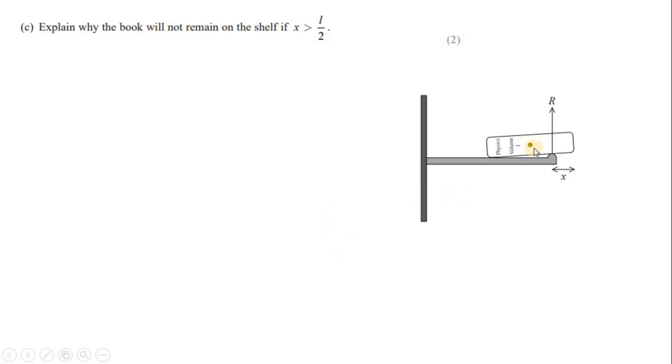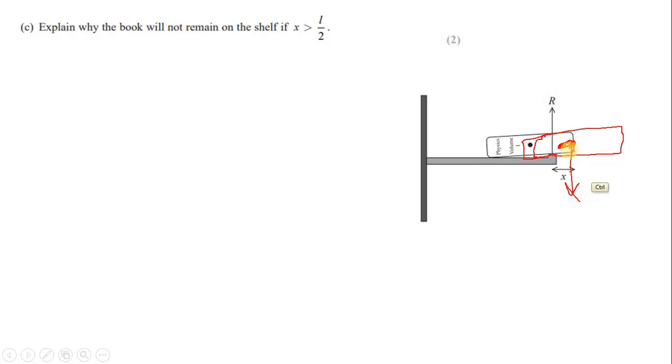Explain why the book will not remain on the shelf if x is more than L by 2. Meaning, if you see the diagram, if x is more than L by 2, the book's weight will be here, something like this. So weight will be acting down.